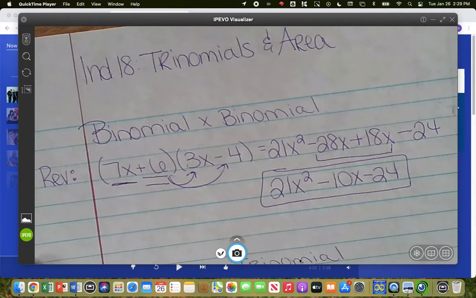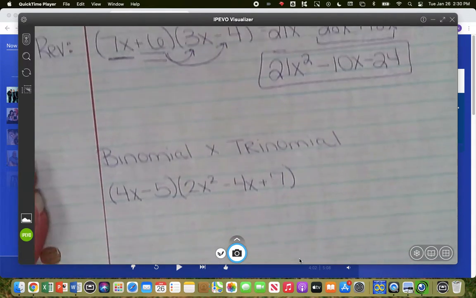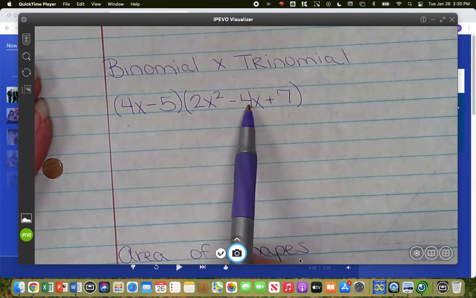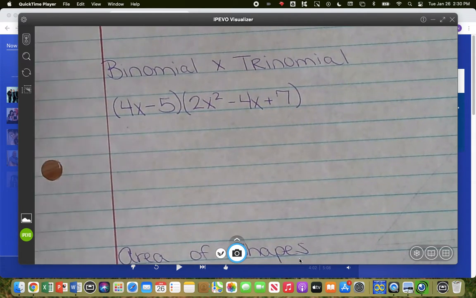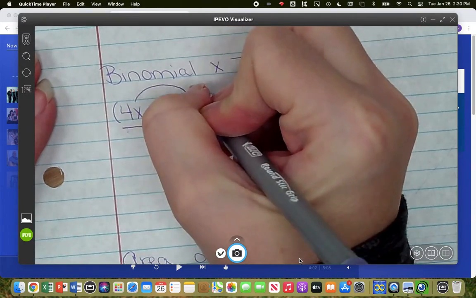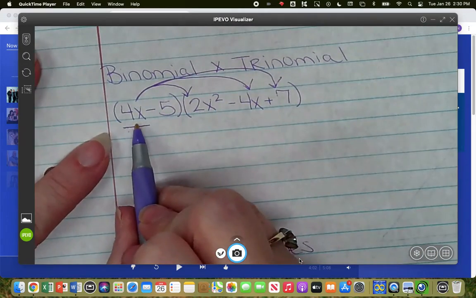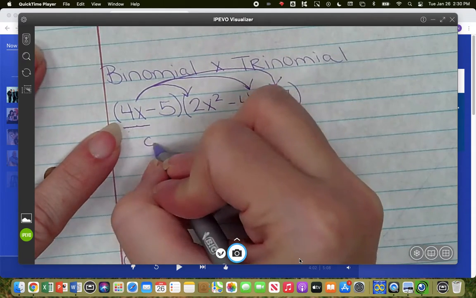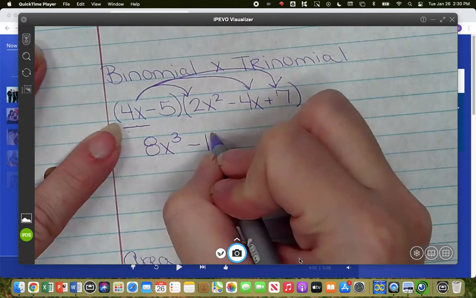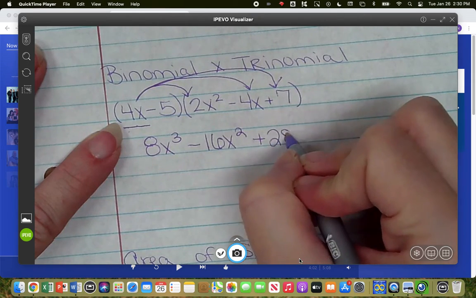All right, so then the second thing we talked about on Wednesday in class was this binomial times a trinomial, which we're still distributing twice. We just have 1, 2, 3 terms in the second one to distribute to. So we're going to distribute that 4x to all 3 terms in that second parenthesis. So 4x times 2x squared gives me an 8x cubed. 4x times negative 4x gives me negative 16x squared. 4x times 7 gives me a 28x.